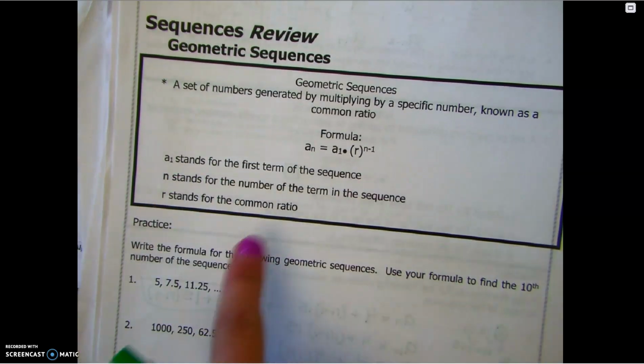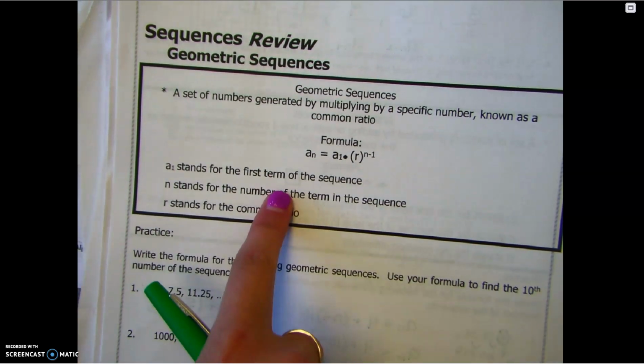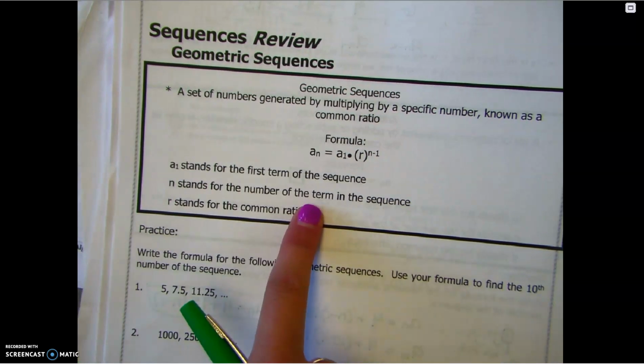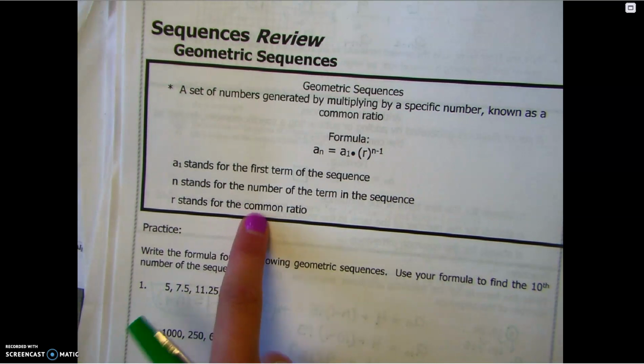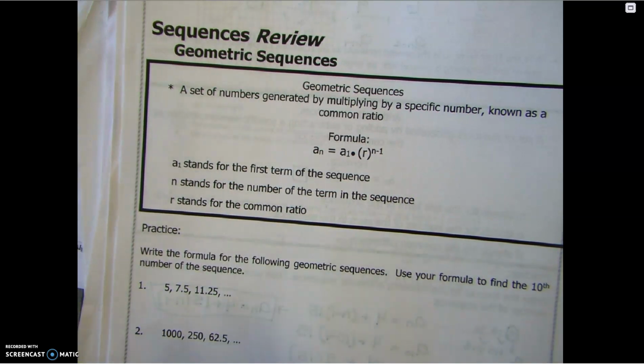So again, we have similar notation here. A sub 1 stands for the first term. N stands for the term number. It can be any number. And R stands for the common ratio. So what am I multiplying or dividing by every time?